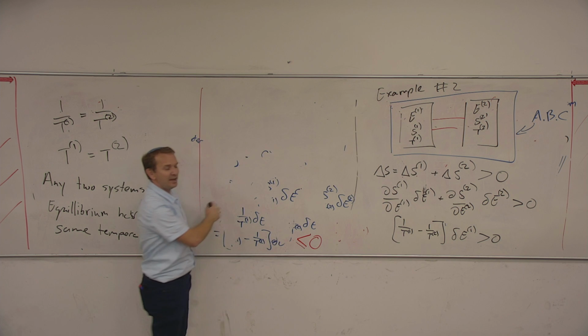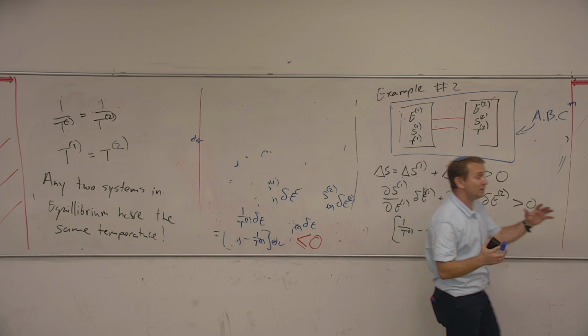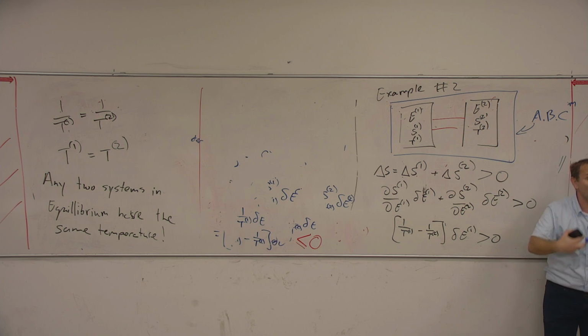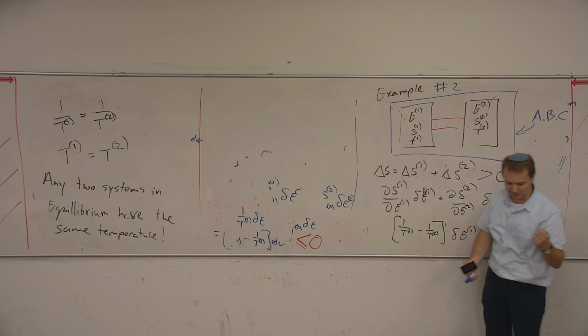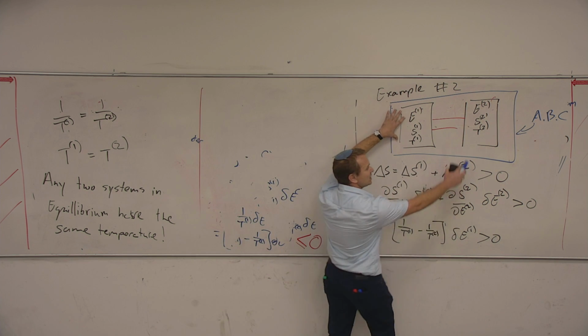Beforehand I modified my energy, I did something by hand. Here I haven't done anything, I just contacted them, and the system does something on its own. Okay? So this is the difference. Beforehand I did something, this time I just make a contact.